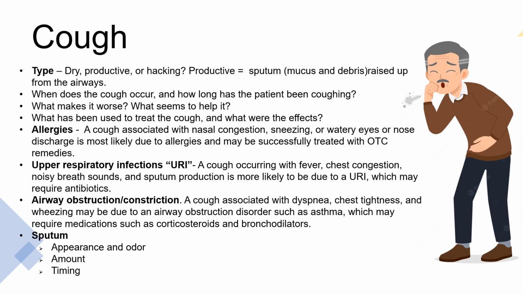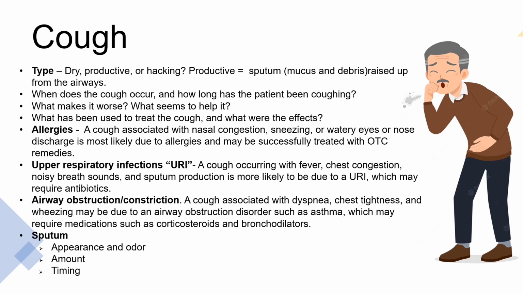An upper respiratory infection, or URI, if they have a cough, it will usually be in combination with the fever, chest congestion, noisy breath sounds, and sputum production. So if they have those things, most likely it's going to be an upper respiratory infection, and those need antibiotics.